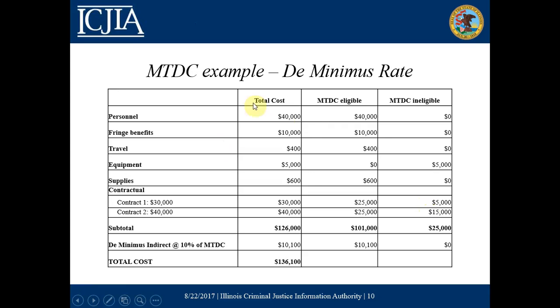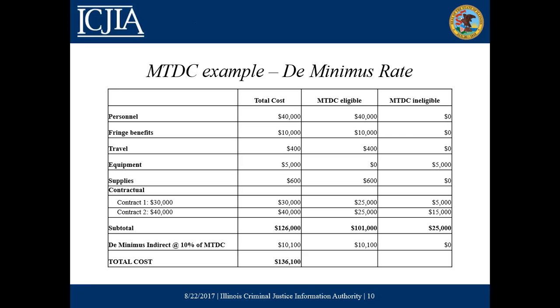So you see that I've totaled up all of our eligible costs. They total $101,000, so that's my MTDC. So I'm going to calculate my de minimis indirect cost rate as 10% of that $101,000. I'm going to add that onto my total cost without indirect, and I'm going to get a total cost for this agreement of $136,100.